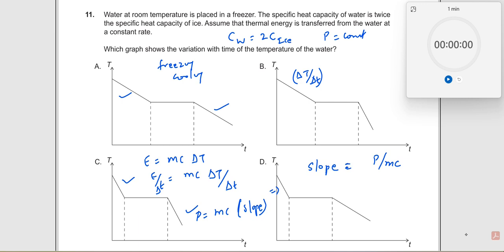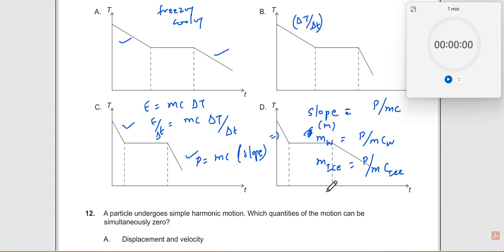Now, what is being known to us? Now, let us write. So, slope, let me write slope as the letter m. Slope m of water is equal to P divided by M into C of water. And the slope for ice is equal to P divided by M into C of ice. Don't get confused with this M and m w here. These two are two different things. This is mass, this is slope over here.